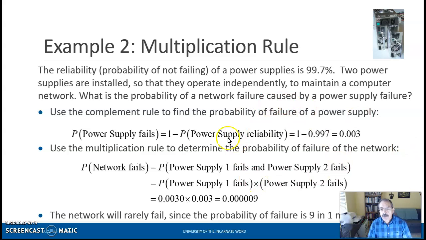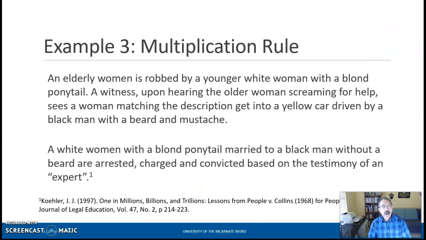So in this example, we use the fact that these two events are independent, and we simply multiply the individual probabilities. All right, here's another example, and the reason I included it is because it's very troublesome how people misinterpret probabilities. This is a real case, and I put the reference paper if you're interested in reading it. Here, an elderly woman is robbed by a younger white woman with a blonde ponytail.